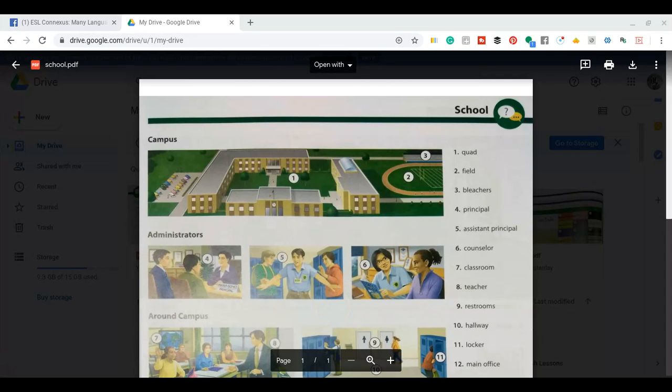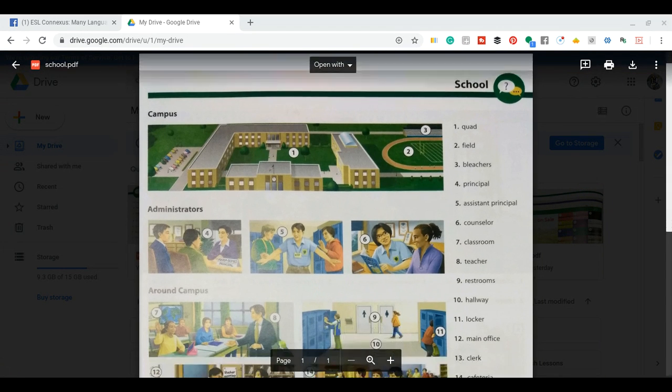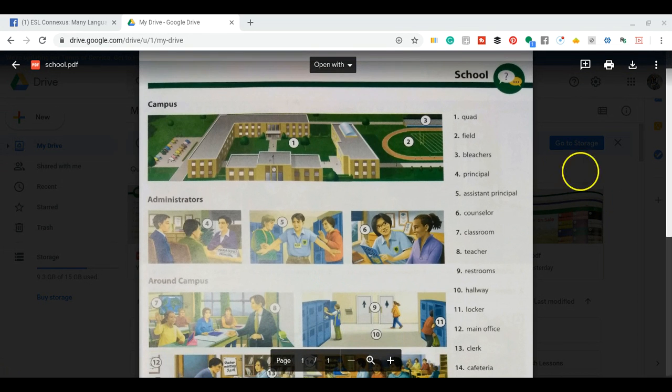Hi, my name is Josh, and I'm your teacher today, and we're looking at school. Let's look at some words for school.